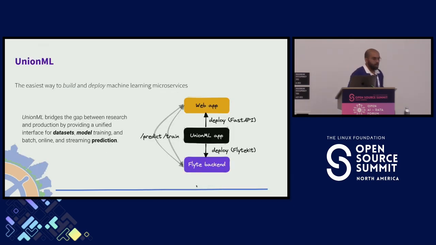Coming to Union ML, have any of you heard about Union ML? No? Okay. Union ML is a bridge that unifies machine learning and the deployment part of that machine learning. Union ML sits between the deployment with FastAPI or Flask and the Flyte backend. That is the deployment of your machine learning models or MLOps workflows using FlyteKit. It's a unified interface for dataset, model training, and online production.